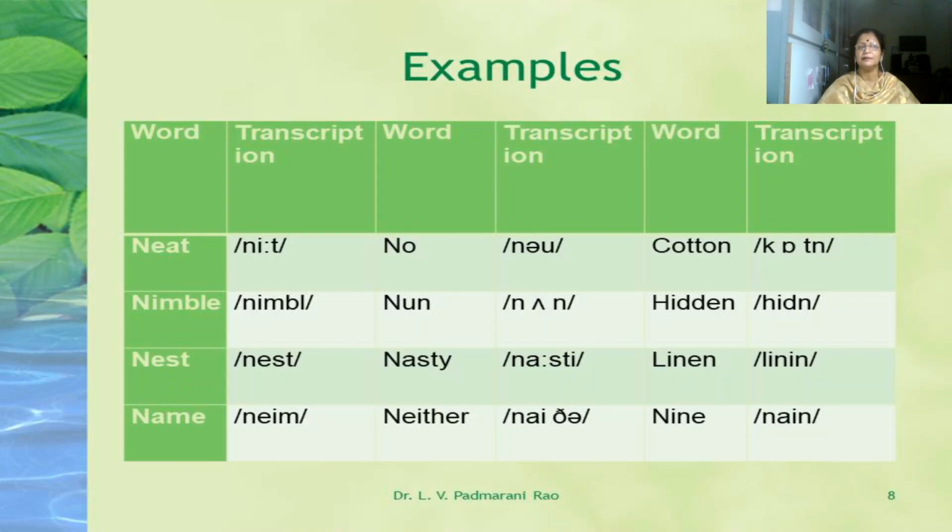N-I-M-B-L-E, nimble. Now here after m, b sound is pronounced because nim becomes one syllable, bl becomes another syllable. When the syllable is separated, b sound is pronounced. If m and b occur in the same syllable, b is not pronounced, as you could find in lamb. But here it is nimble because b, l become a different syllable.